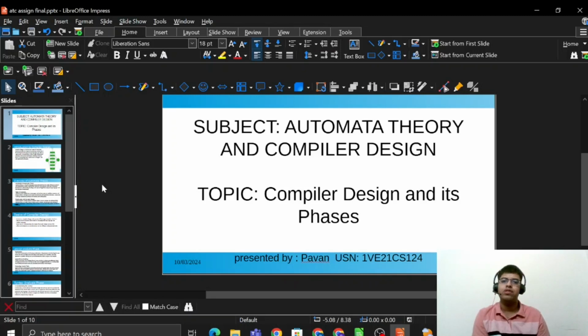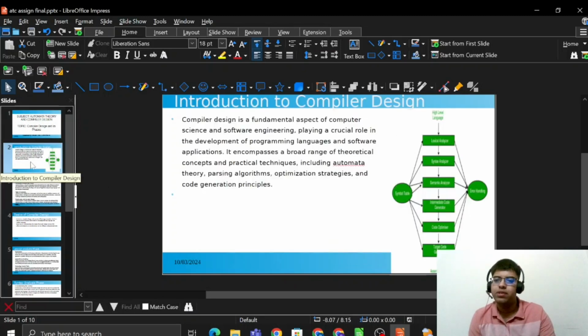In this video of the subject automata theory and compiler design, we are going to learn the topic of compiler design and its phases. So let's begin. First one, we have an introduction to compiler design. It is a fundamental aspect of computer science and software engineering, where it plays a very crucial role in the development of programming languages along with software applications. It encompasses a broad range of theoretical concepts along with practical techniques, which include automata theory, parsing algorithms, optimizing strategies, and code generation principles.